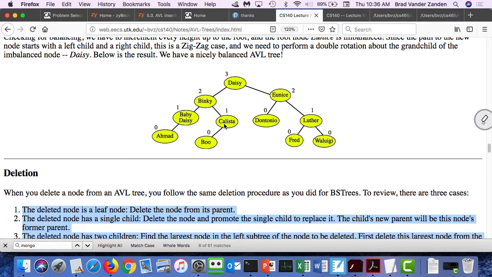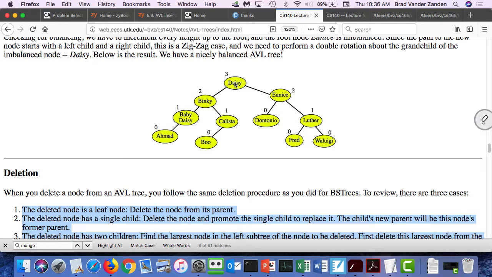So we delete Callista, replacing it with Boo, and then Callista replaces Daisy. So it's the same first step that you would do with a binary search tree. But as a result of doing that, you could be imbalanced. And so we're going to have to check to see if we have some kind of imbalance. Okay? So there are three cases that can occur when we do a delete. Okay? So let's go through the three cases by illustrating.